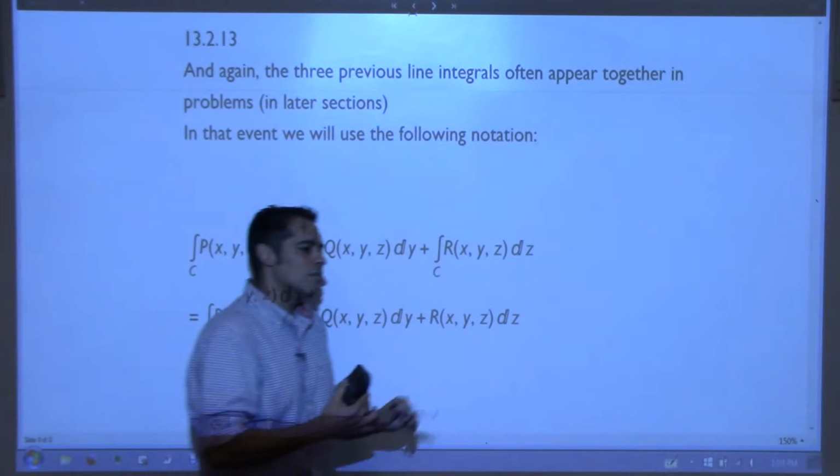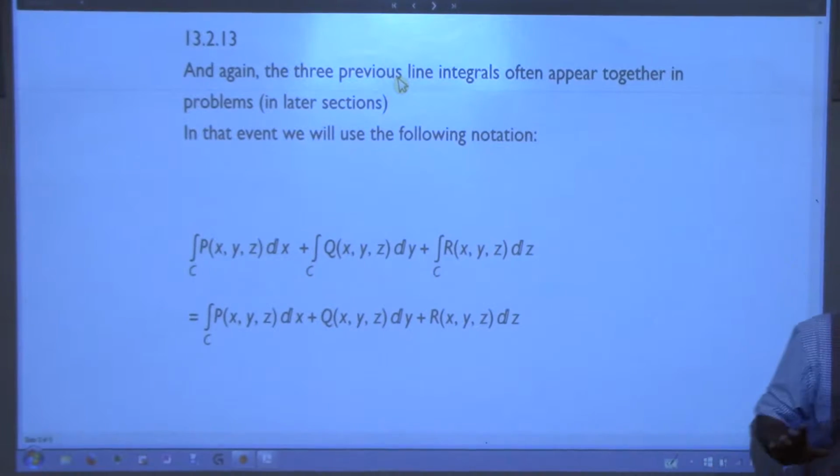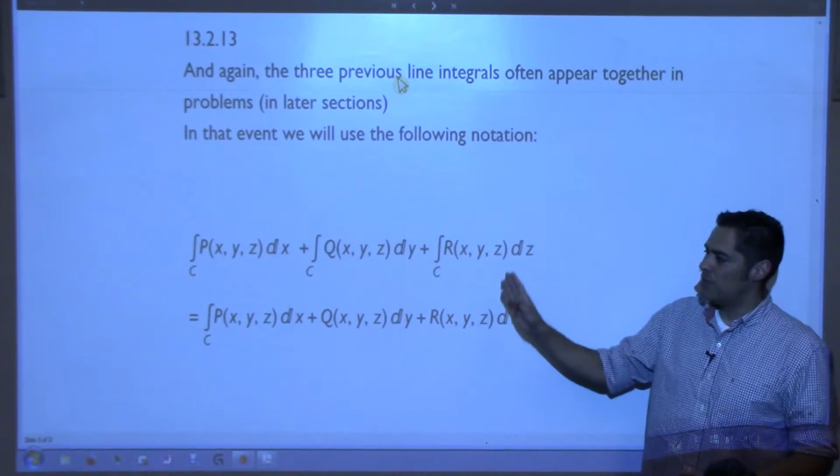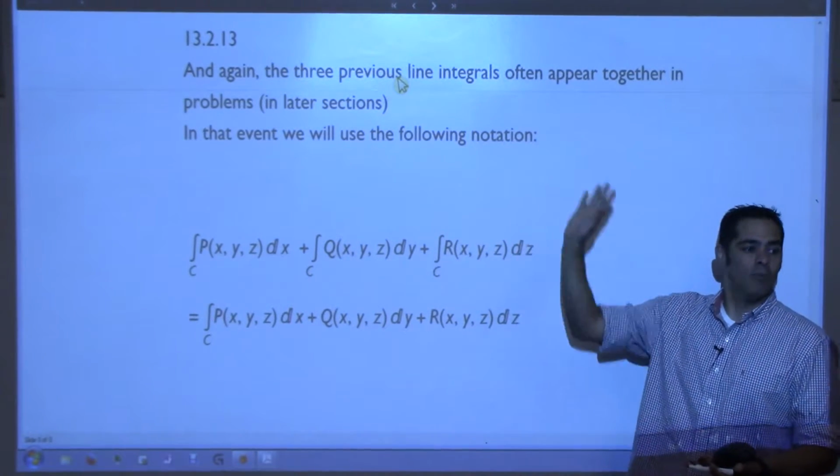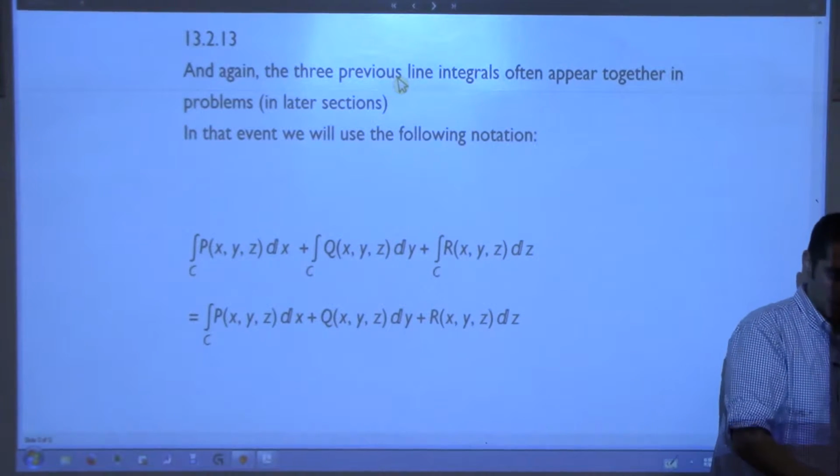So right now we don't know why this is going to have value to us, but it will be useful later for us to do integrals with respect to x, y, and z separately instead of with respect to arc length.